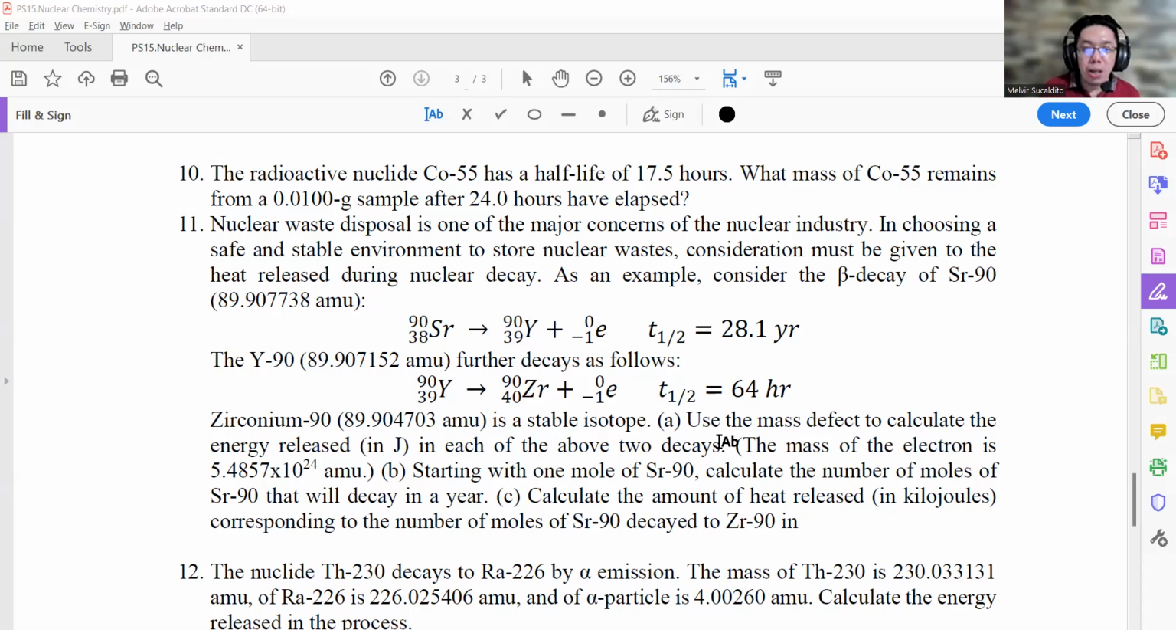So, use the mass defect to calculate the energy release in joules in each of the above two decays. Okay, so what we want is you need to calculate the energy change for the decay of strontium-90 to yttrium-90 and the energy change from yttrium-90 to zirconium-90. Okay, so the mass of the electron is this one. Parang ang baba, no? 5.4857 times 10 to the 24th mole.